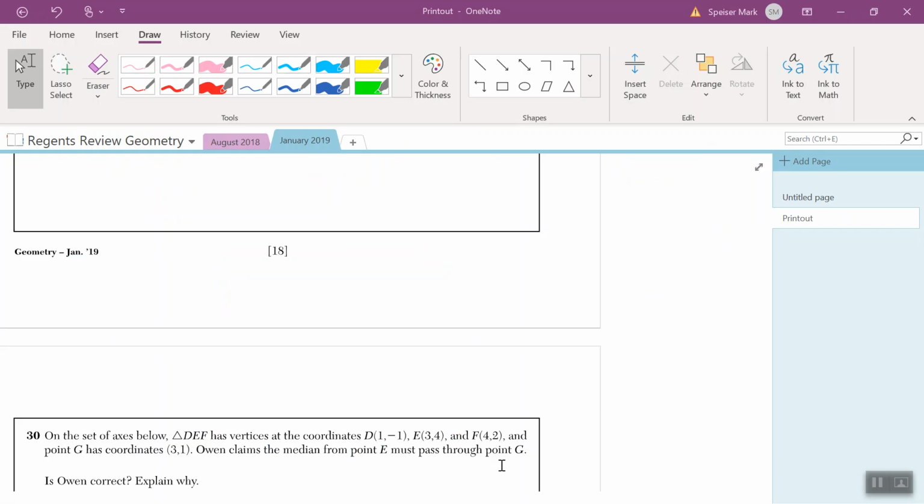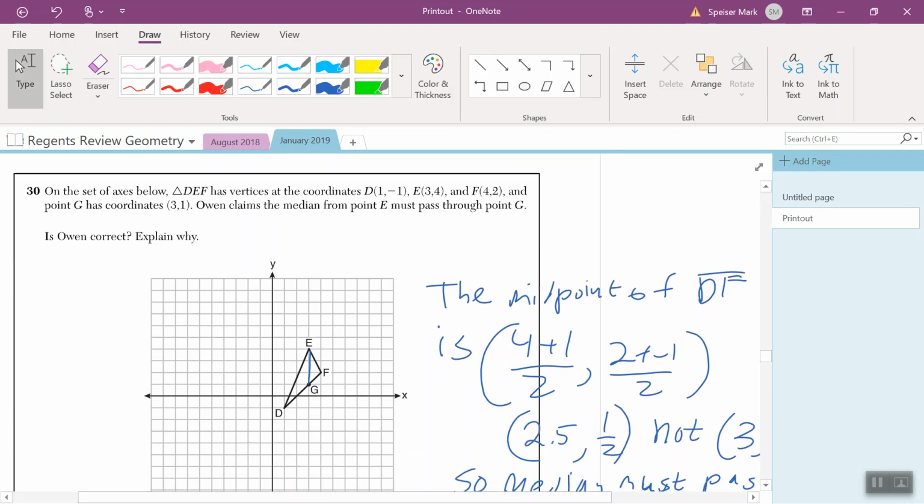On to question 30. On the set of axes below, triangle DEF has vertices at the coordinates D (1, -1), E (3, 4), F (4, 2), and point G has coordinates (3, 1). Owen claims the median from point E must pass through point G. Is Owen correct? Explain why Owen is not correct.